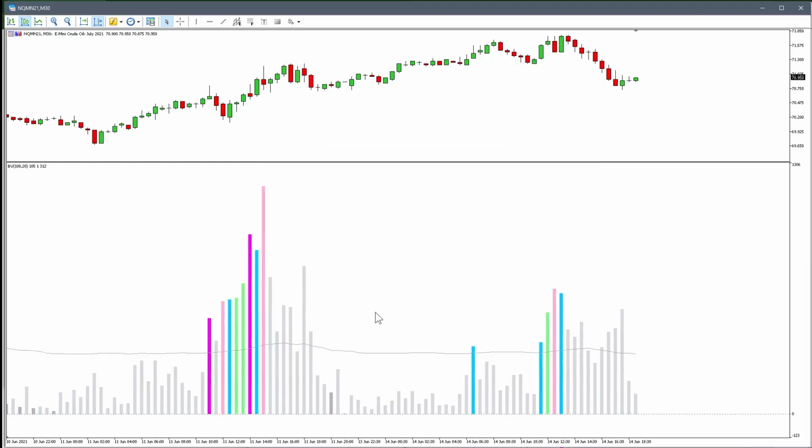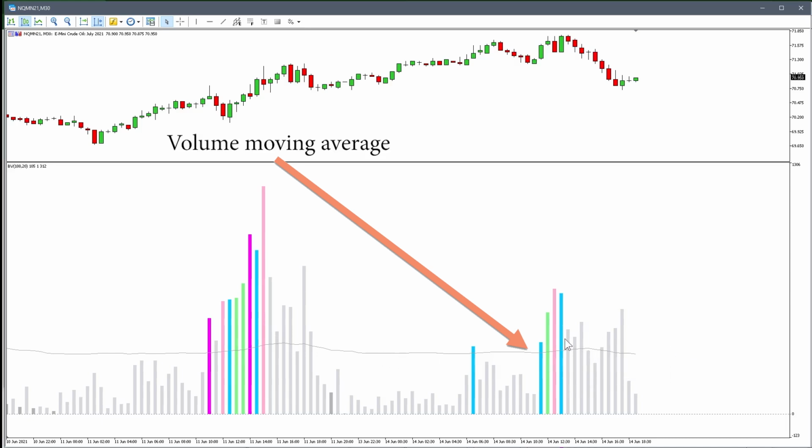The final feature of the Blahtech Better Volume indicator is this volume moving average line. When the volumes are above the line, it means there's still plenty of interest and lots of participants. If, however, the price falls below the line and stays below it, it means that opportunities will be few and far between with not a lot of movement. Typically, this will be seen towards the end of the session.